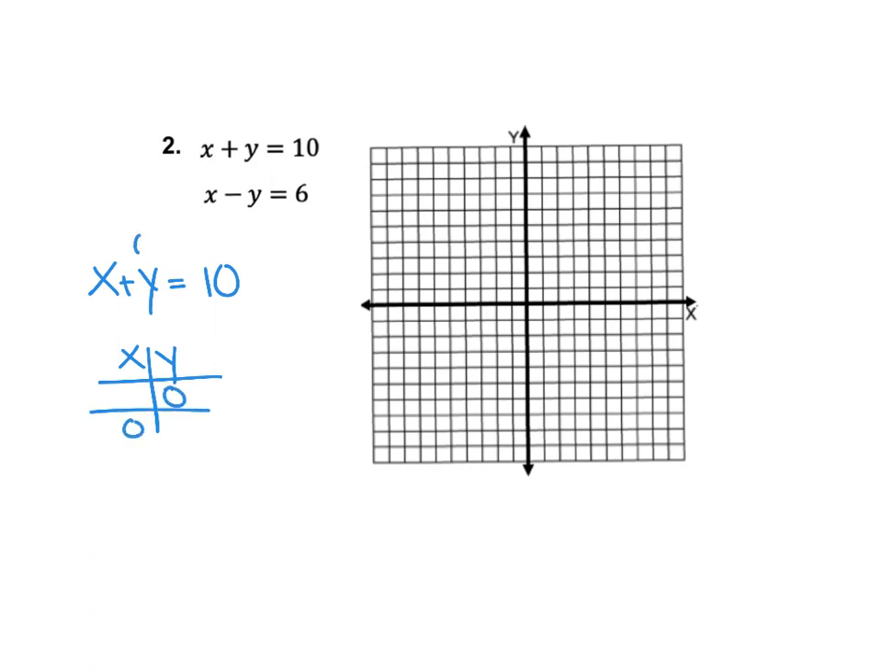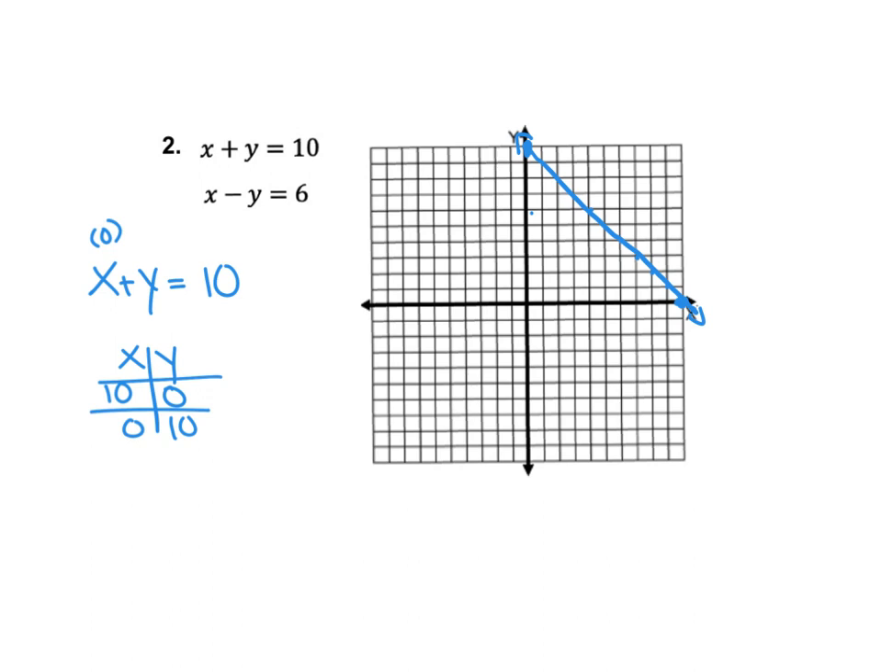All right, so when y is 0, x is 10, and then when x is 0, y is 10. All right, so now let's graph this. I have 10, 0, and I have 0, 10. All right, so let's connect our dots there.